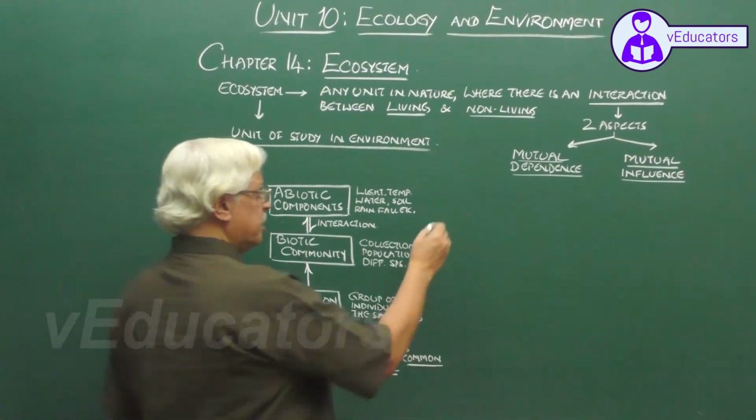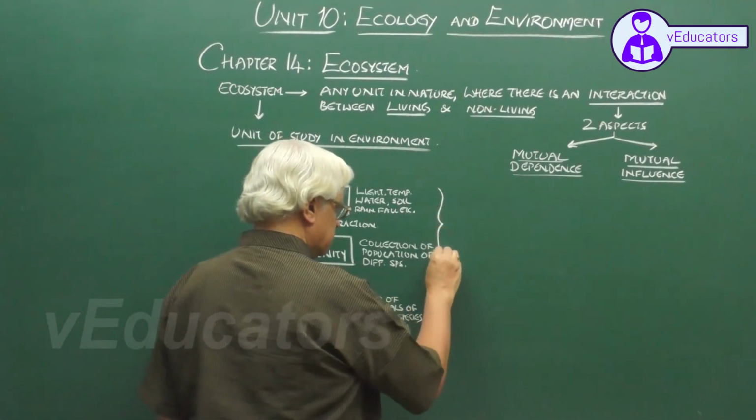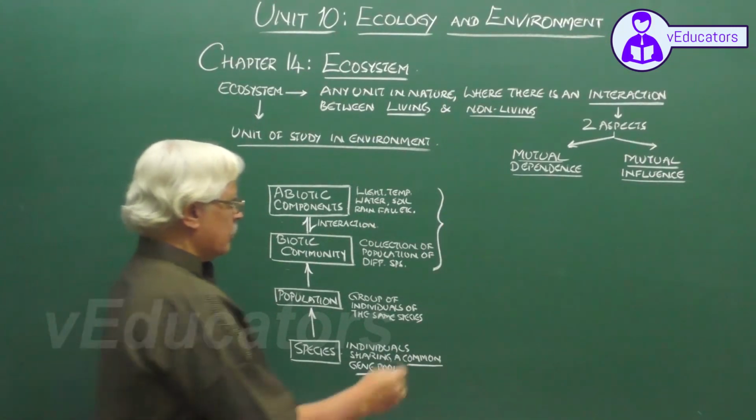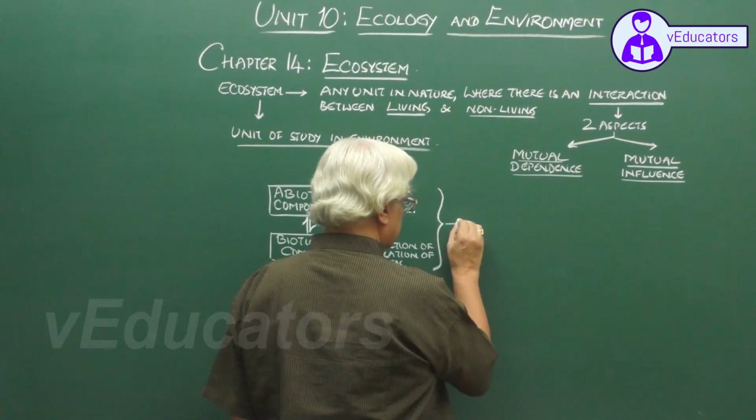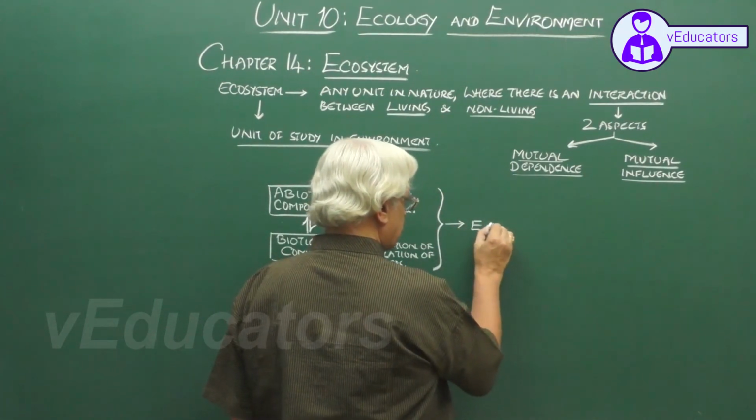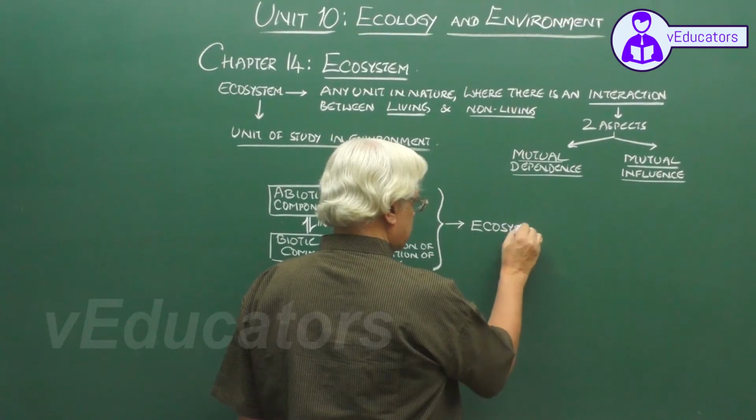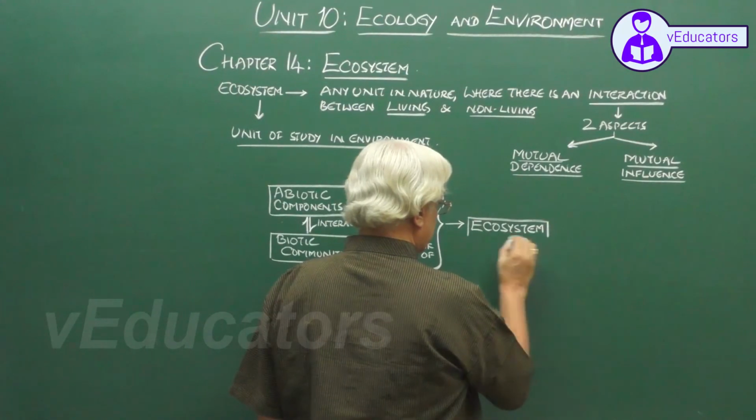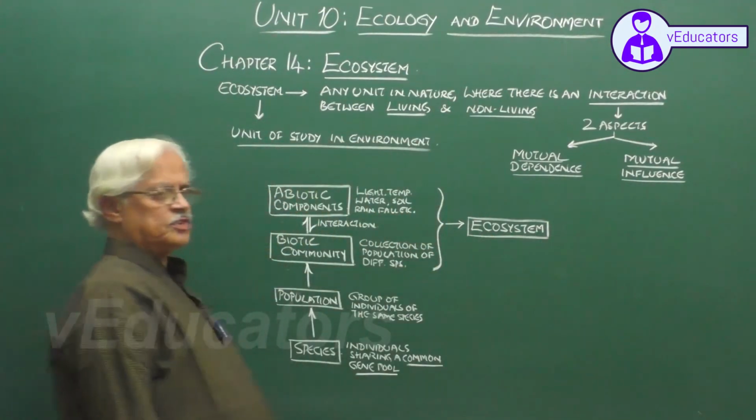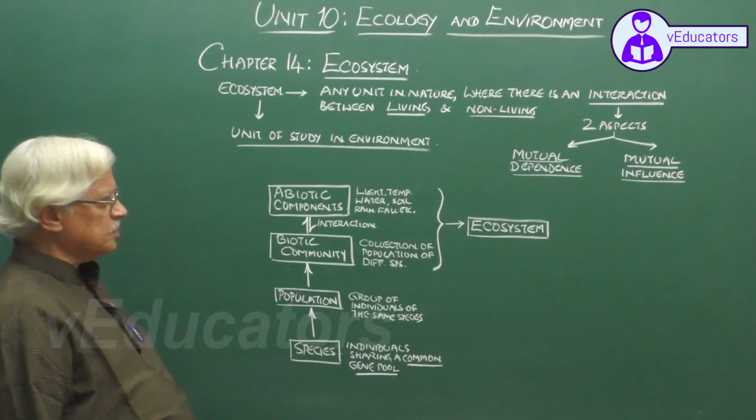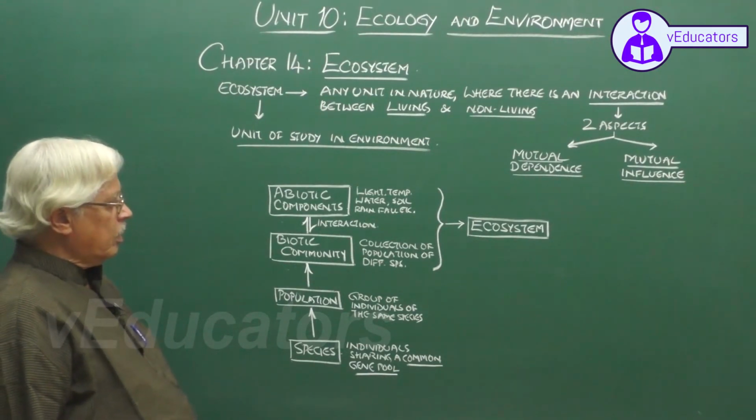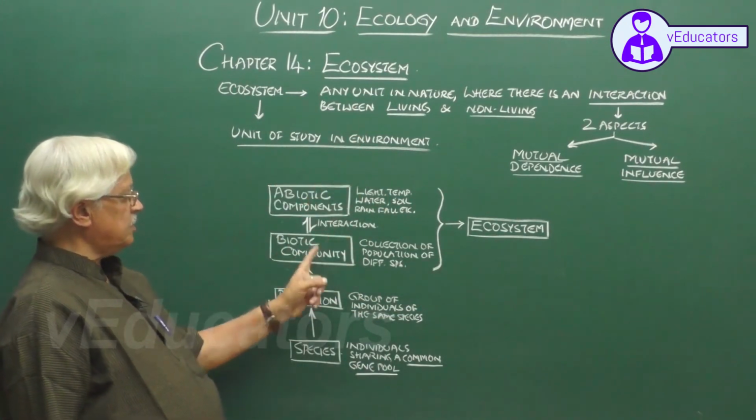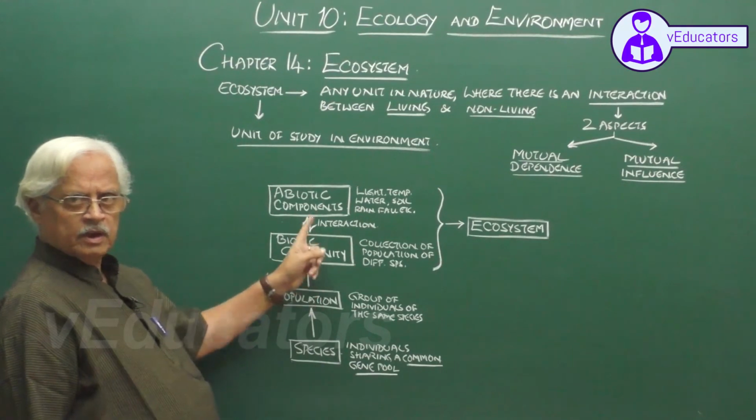So this constant interaction in any given geographical area constitutes what is described as ecosystem. That is why ecosystem is defined as any unit in nature where there is an interaction between living and non-living.